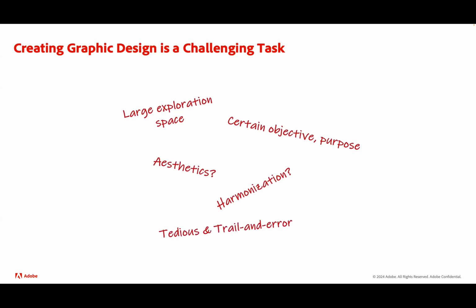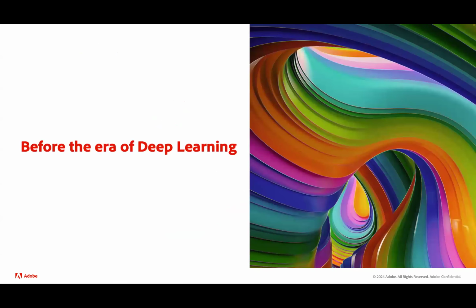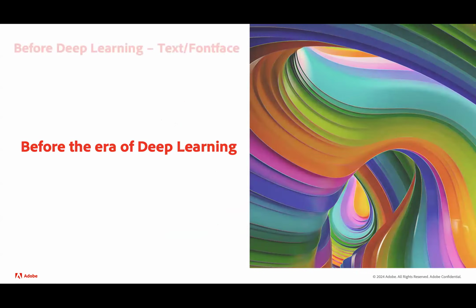So according to these considerations, it's a tedious process. You need a lot of trial and error before you get your satisfying results. So it's challenging when you're doing this kind of task. So before deep learning became very popular, how did people address those issues? I would like to introduce some representative work. They're not extensive, but we can have a look.